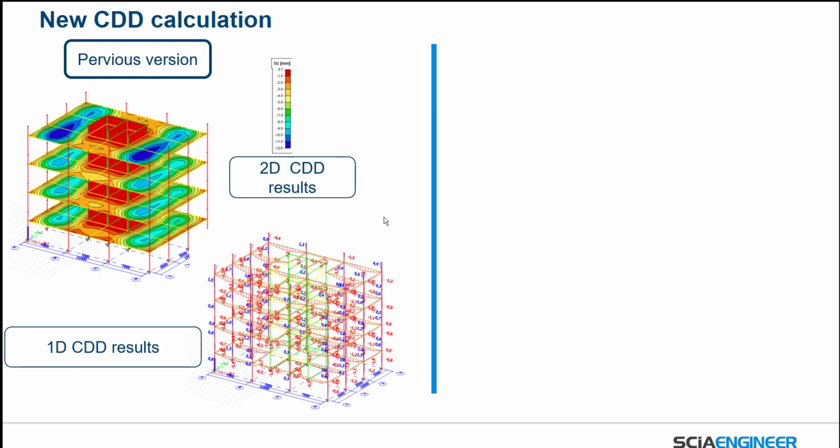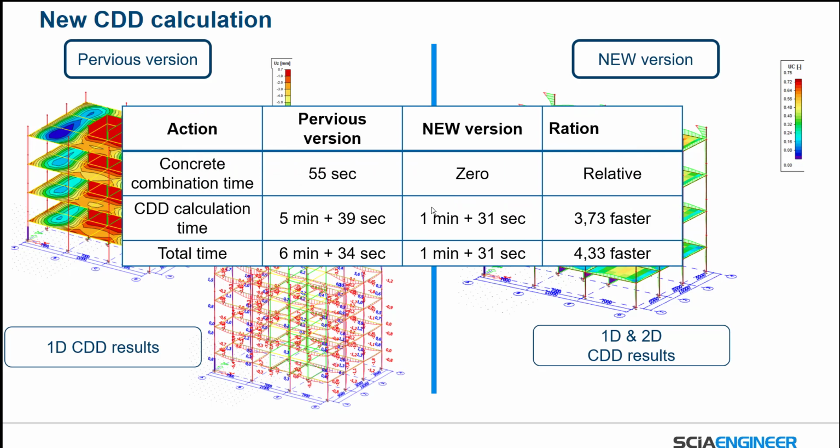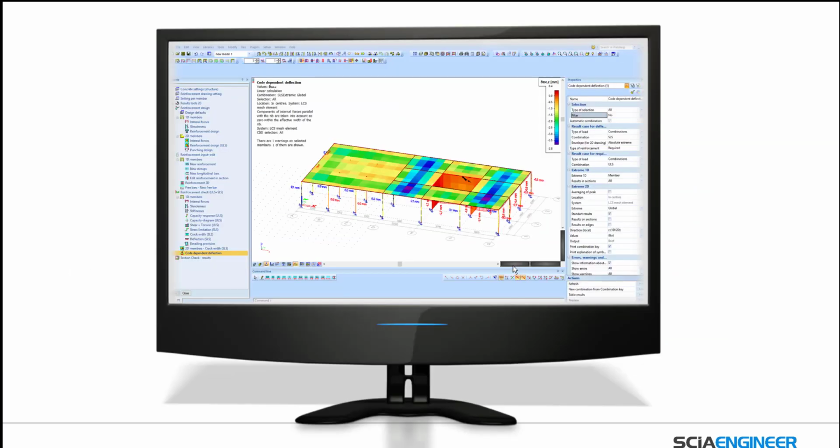and with the old CDD, I cannot mix the result of 1D members with the result of 2D members, but you can see from this image that the result can be shown on the same screen at the same time. From the timing point of view, generating the load combination for the CDD consumed 50 seconds from me, but within the new version all that is not required. So generally I can say that the new CDD calculation is 4 times faster compared with the previous one.